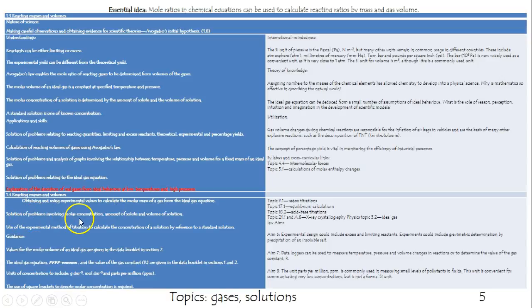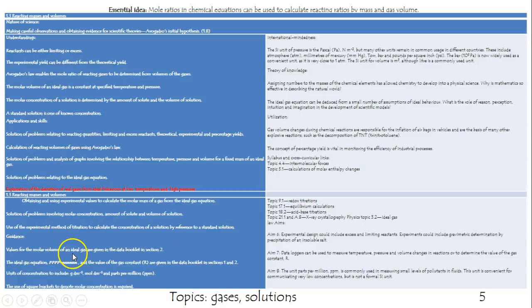Solution of problems involving molar concentration, amount of solute, and volume of solution. We should be able to use experimental data of titration, and that's the first time I've seen that word used here. So when we're doing a titration, we should be able to calculate the concentration of a solution by comparing it to a standard solution. So we will be doing some titrations right in these early units.